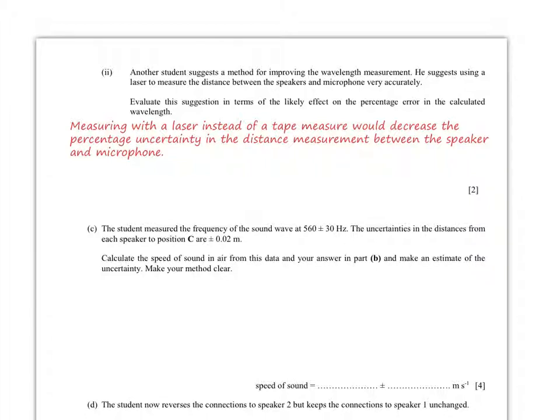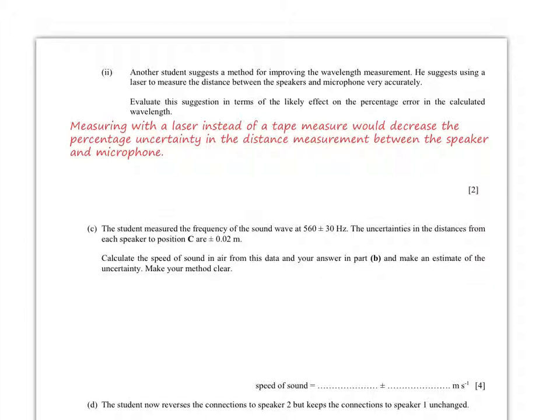But then we've got to think about what the actual issue is. What is the thing that's affecting this percentage error in the calculated wavelength? And it isn't actually the taking of the measurement. It's the identification of the position of those maxima and minima. We talked about that in the first part of this question. And also the fact that the speakers are broad, so picking the point to measure to is an issue.